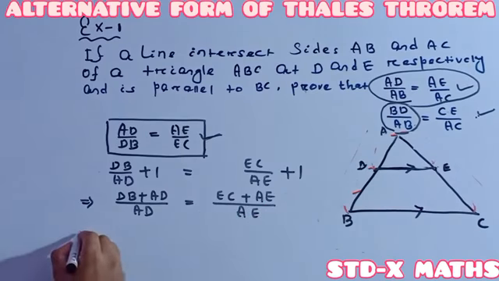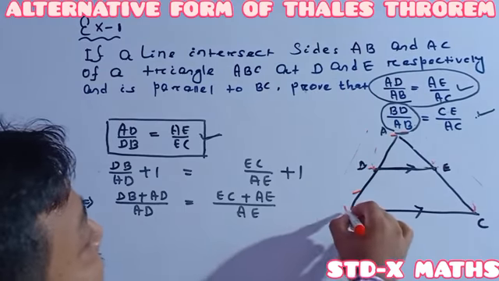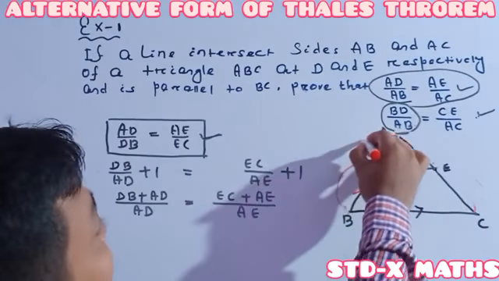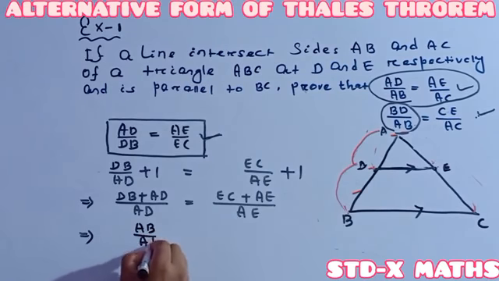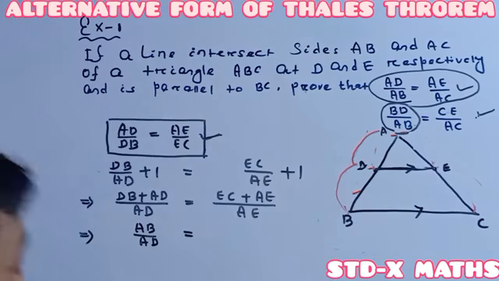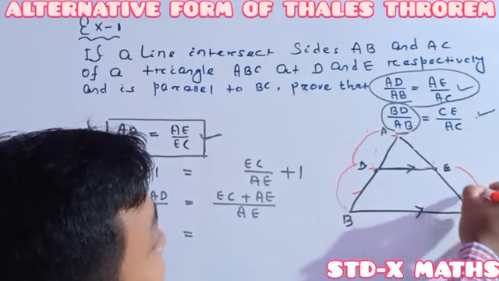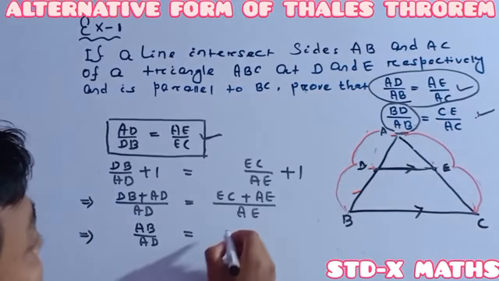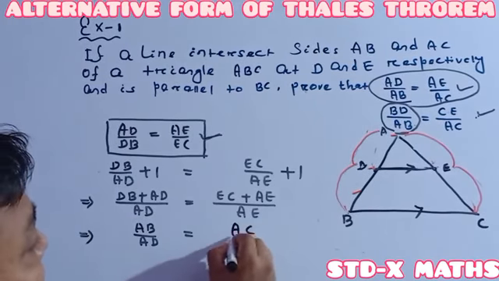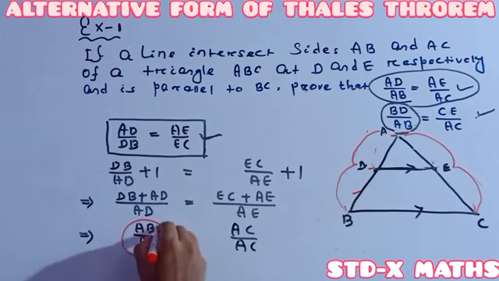Then DB plus AD is AB. So it becomes AB divided by AD, equal to EC plus AE on the right side, which totals AC. So it becomes AC divided by AE.